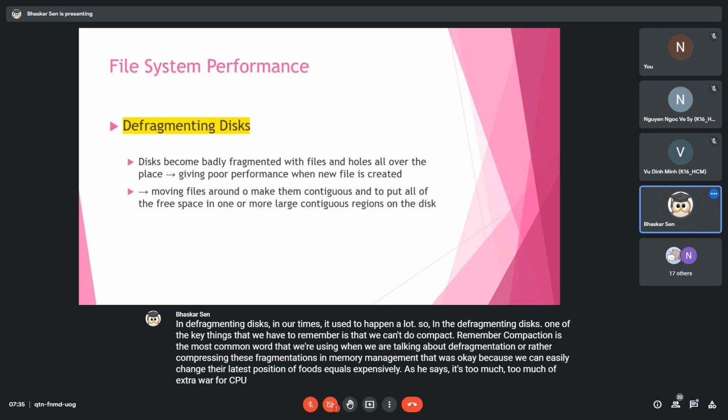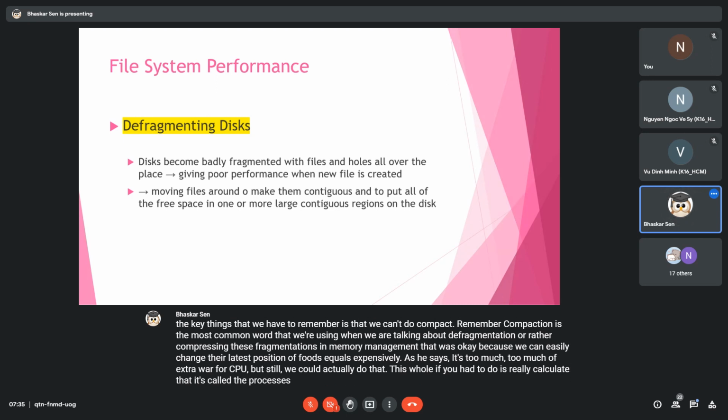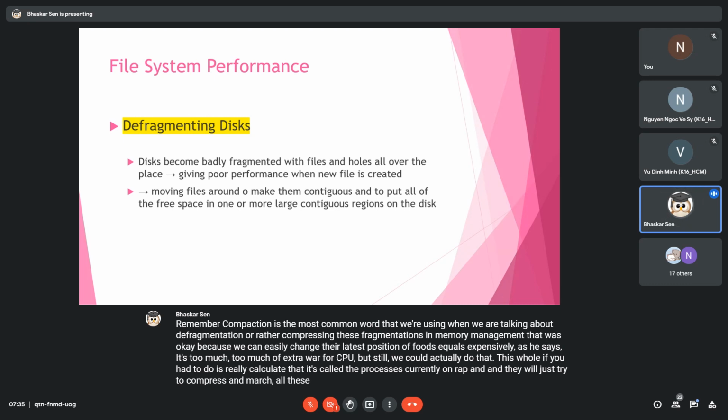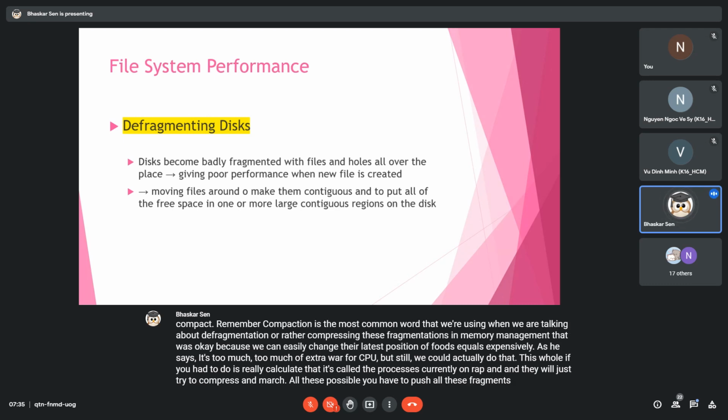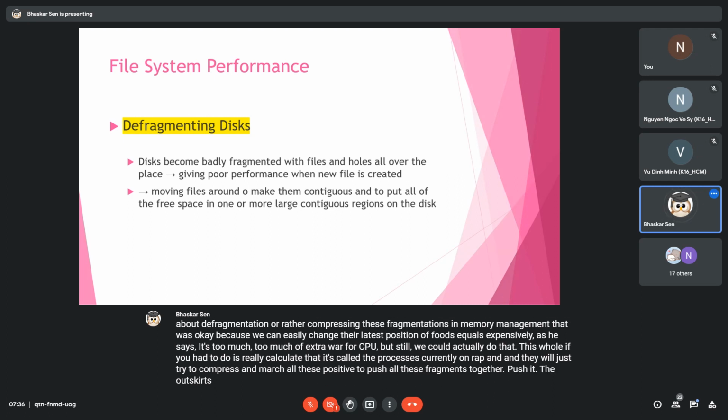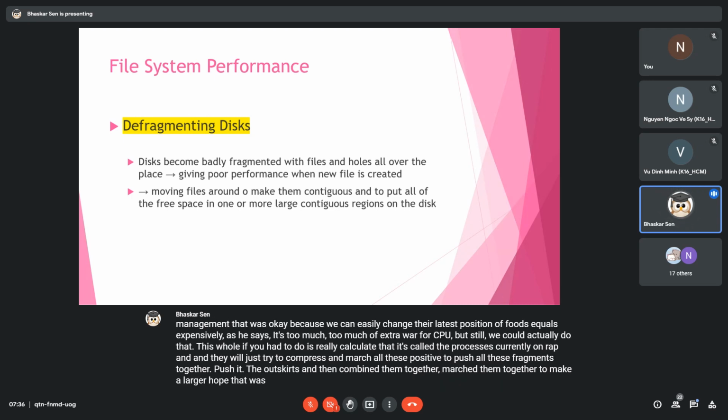But still, we could do that because all the CPU had to do was recalculate the base values of all the processes currently in RAM, and then compress and merge all these. First of all, they would push all these fragments together into the outskirts, and then combine them, merge them together to make a larger whole. That was compaction. But here you can't apply that because everything has been written.